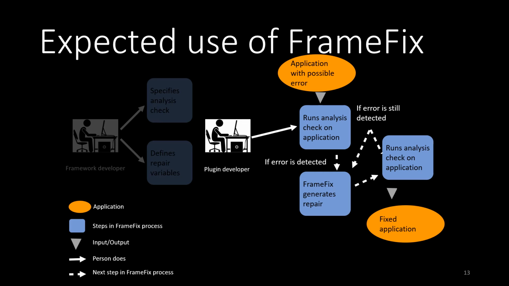The plugin developer would have an application with a possible error. They'd then run the analysis check on the application. If FrameFix determines that it contains a problem, then FrameFix will generate possible repairs, and they'll run analysis checks to see if that problem was removed. If the error is still detected, it'll generate more repairs, and if the analysis check passes, then FrameFix will determine that it fixed the application.